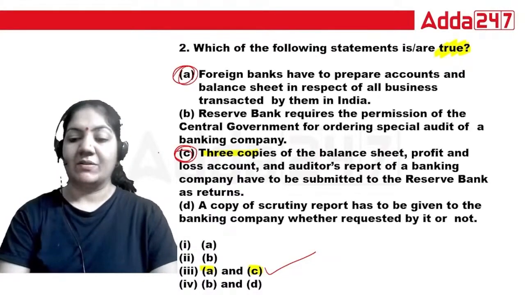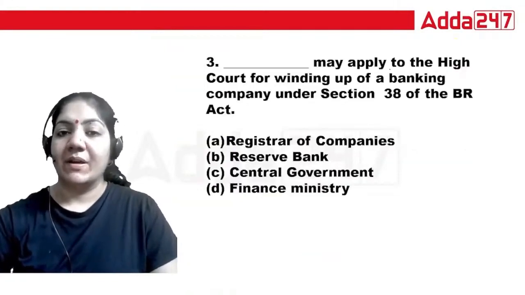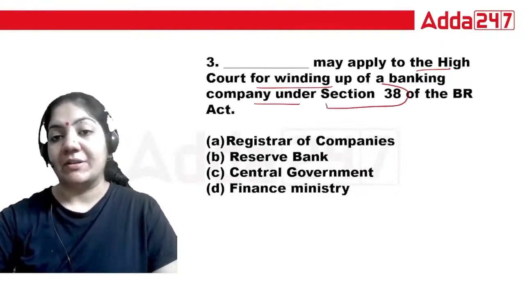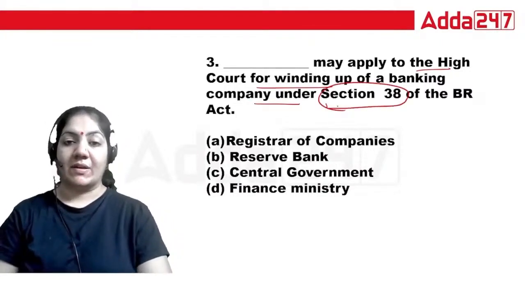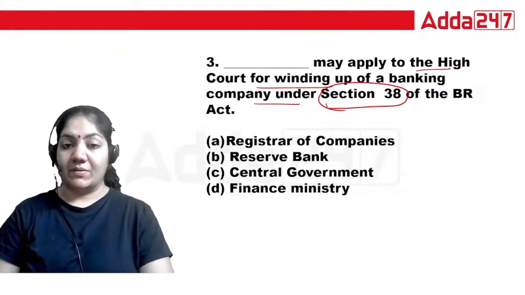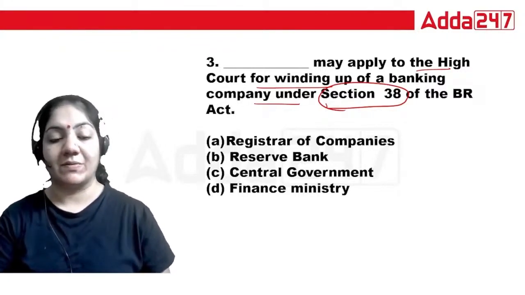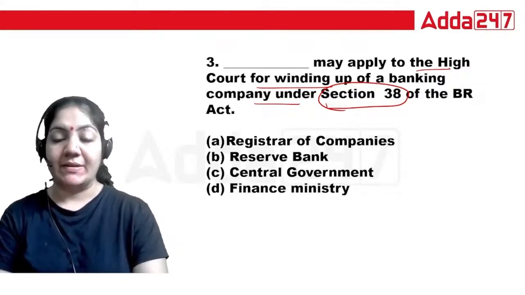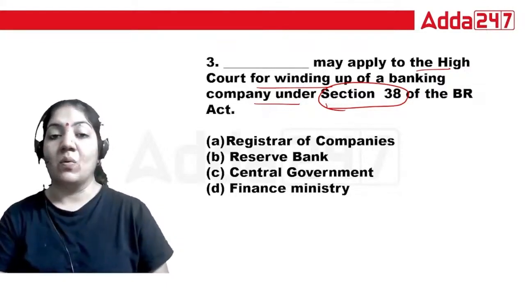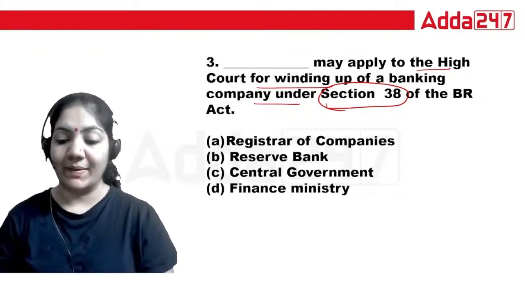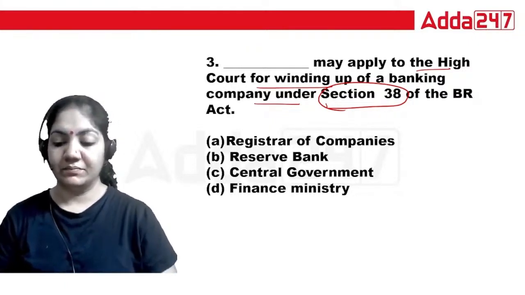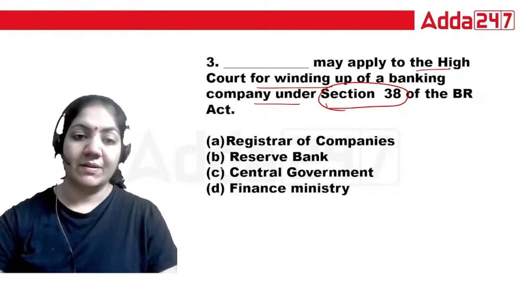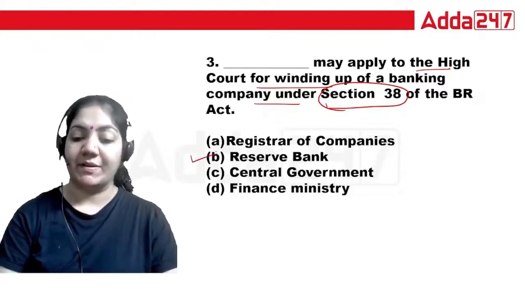Okay, that's cool. Dash may apply to the High Court for winding up the banking company under section 38 of the Banking Regulation Act, whether it is the Registrar of Companies, Reserve Bank, Central Government or Finance Ministry. Which of the following is the right one? Tell me, class. Dash may apply to the High Court for the winding up. Who can apply, class? That is, the Reserve Bank can apply. Okay, this is the right answer.